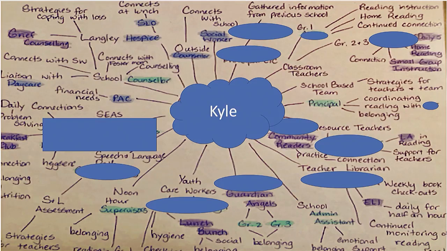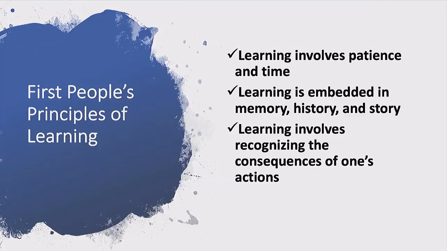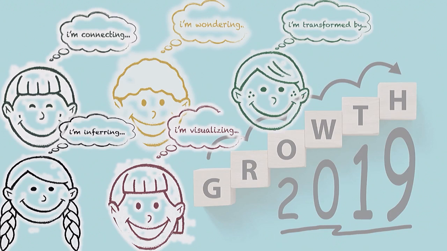So for Kyle and all those students we're working for in our district, I hope our presentation reinforced that learning takes patience and time. It is about memory, history, and story. It is about recognizing the consequences of our actions and what we do to make impact. And if we continue to apply the strategies to be successful, as Assistant Superintendent Gill said and Director of Instruction Tomlinson said, we will get to a place of growth with each of our kids for them to be successful as they graduate and leave us in grade 12.